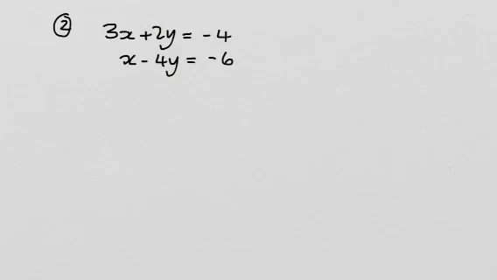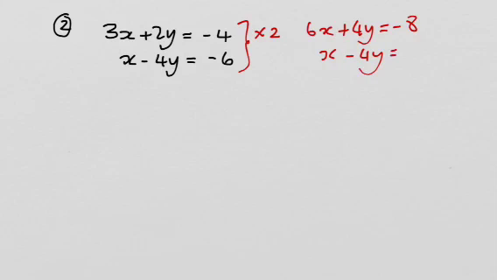Question 2, simultaneous equations. Easiest thing I would do here is try and get the numbers in front of the y's the same. So I need to try and get both of those 4 in this case. How am I going to do that? I'm going to do that by doubling the first equation. So double everything in the first equation, 6x, 4y, negative 8. Leave the second one as it is. And then get rid of your y's, work out your x's, and then work out the value for y.